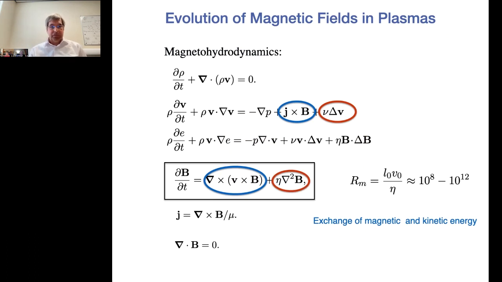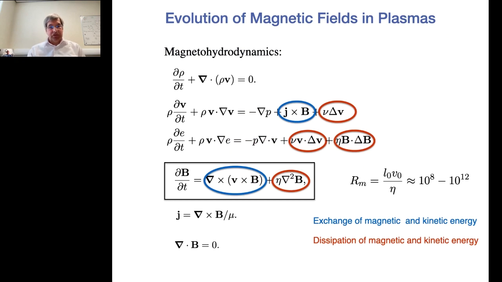These two terms give you an exchange of magnetic and kinetic energy, and then there is also a dissipation of magnetic energy, which is the eta Laplace B term, and a corresponding viscous term in the momentum equation, which leads to a dissipation of kinetic energy. These terms then show up in the energy equation as well as terms which heat the plasma.